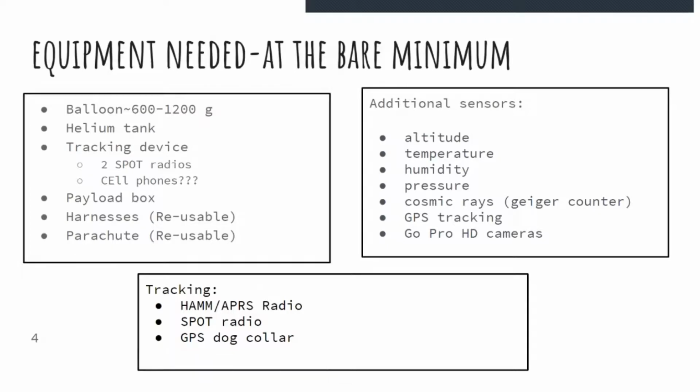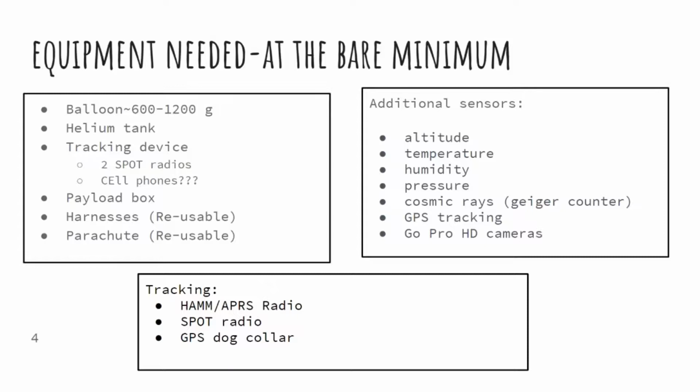So what you would need at the bare minimum, you definitely need a balloon and you need helium. You need a way to track it and get it back. You need some sort of payload box. You can even use an igloo cooler. You need something to harness it together, but that can even be twine or fishing line, and you need a parachute. A parachute can be the most expensive. Those are reusable. Everything else is not necessarily reusable.